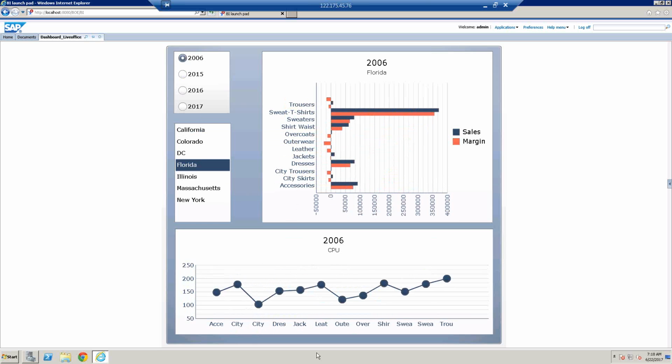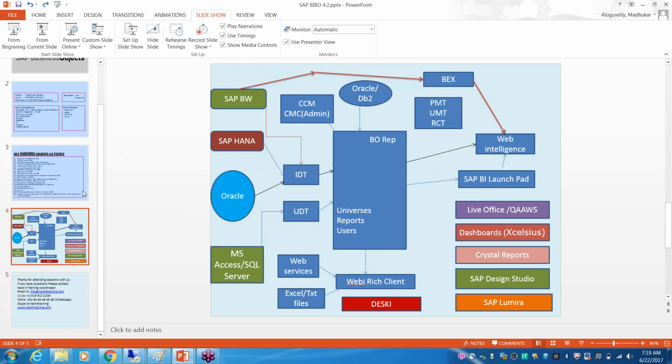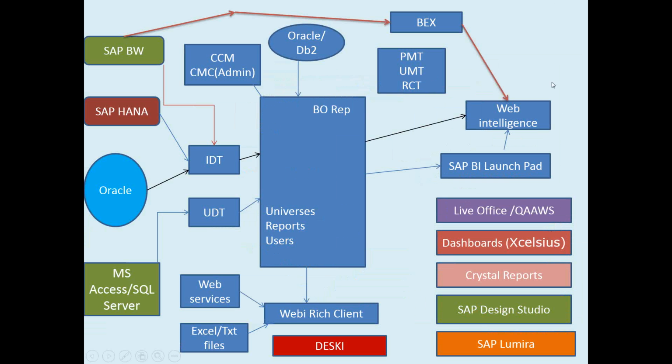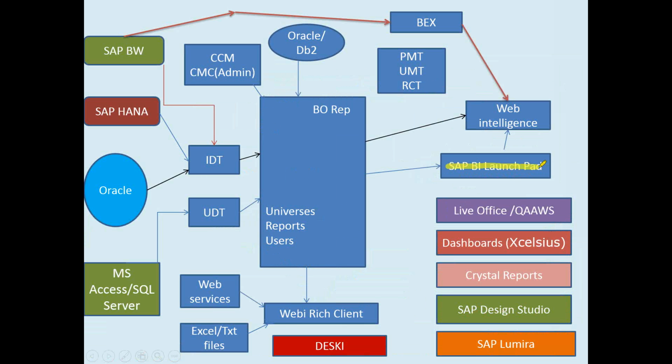Okay, fine. So this is how the user is going to log into the BA Launchpad to access the reports which are available in the repository. Now you understand? Once you log into the BA Launchpad, you can access the reports which are available in the repository. Okay, fine.